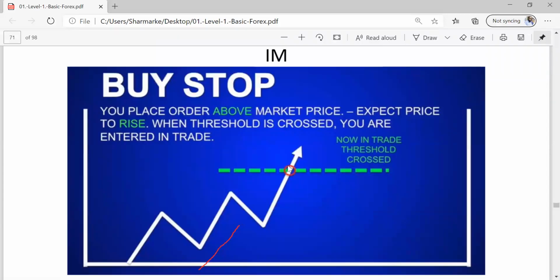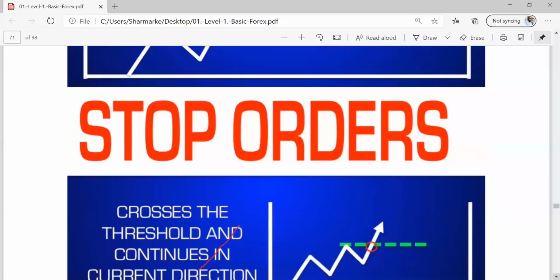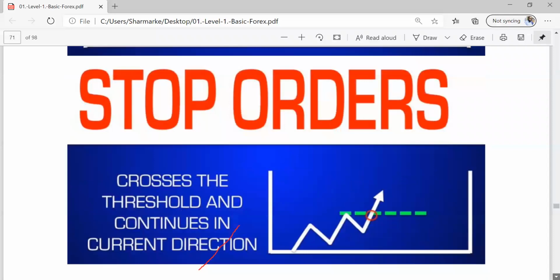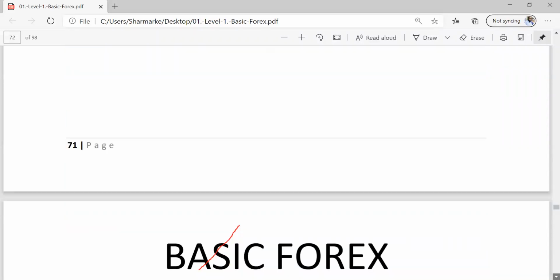Once the market has reached your entry position and the market crosses, you are in the trade. There is no way going back. So that is basically how stop orders work. Let's go to the other part, which is the limit.